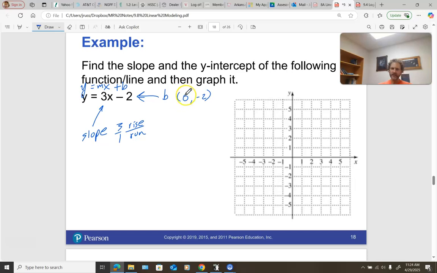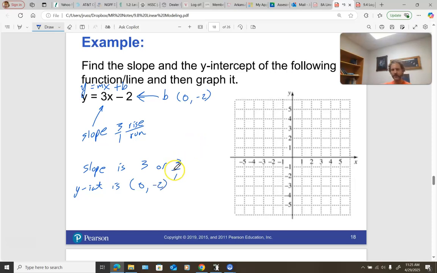Okay, the x-coordinate has to be 0. That's what puts it on the y-axis. Any point on the y-axis will have an x-coordinate of 0. Okay? So the y-intercept itself is an actual ordered pair. It's a point. Now, to graph this, or actually let me say the slope is 3 over 1, and then the y-intercept is the point 0, negative 2.